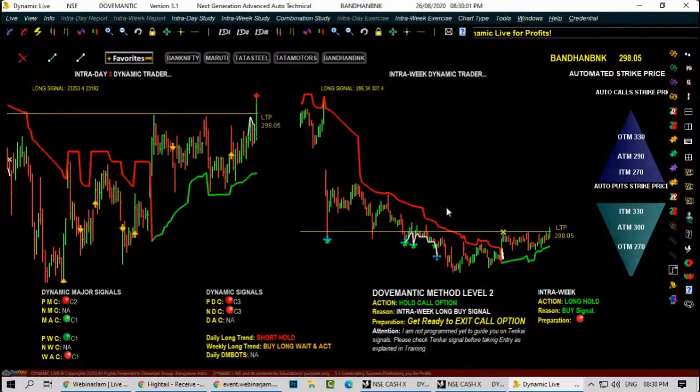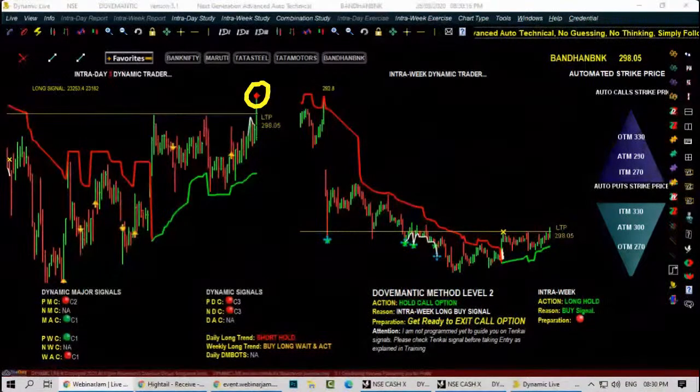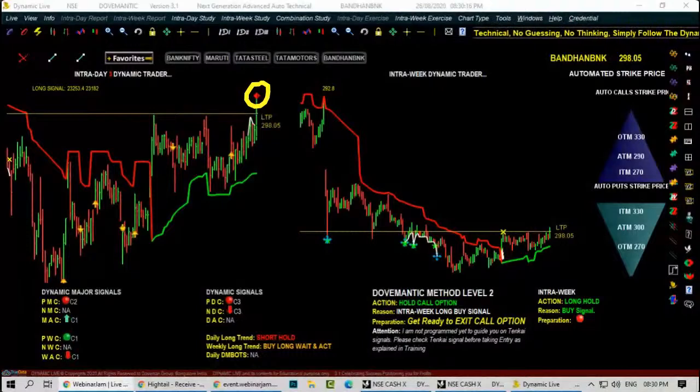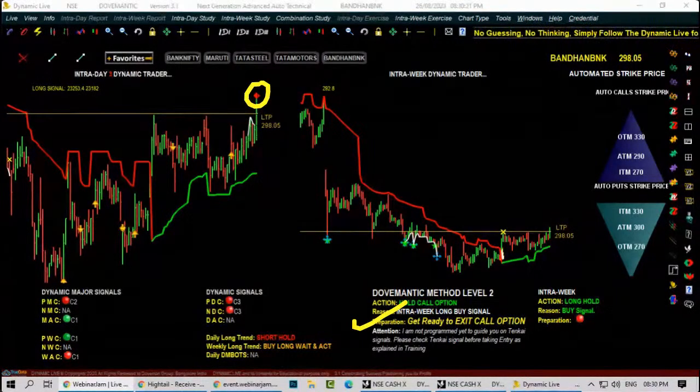Well, this is Bandhan Bank. You can see here that the action information is telling you to hold call option. We've already bought call option at this point in time once the intraday 3-speed signal gave us a buy. And after buying, now you can see just before the market close, there is a zigzag preparation on top, and the preparation is also telling you to get ready to exit call option.